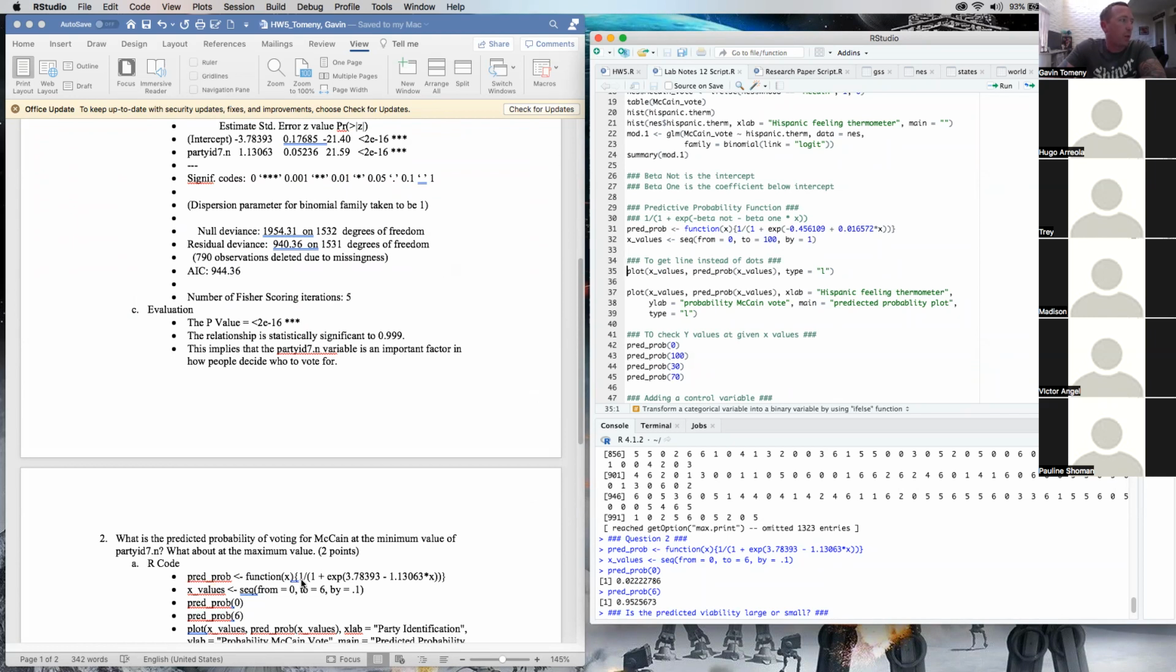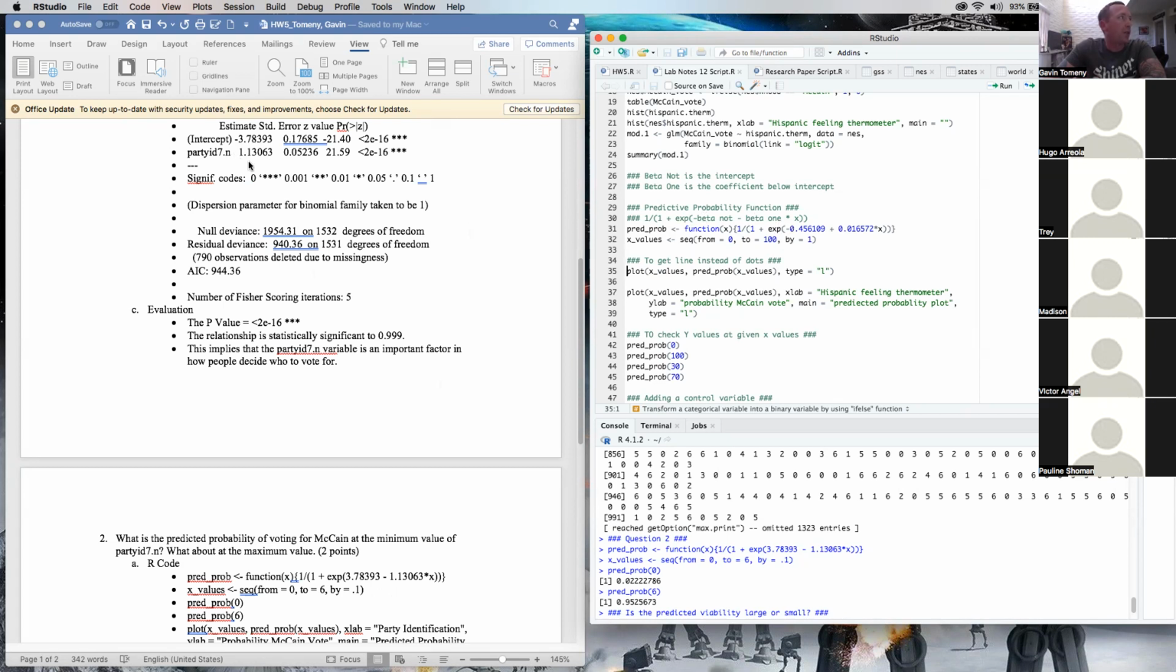And so we have 1 divided by 1 plus exp, open parentheses, and our negative beta naught. Our beta naught is a negative number, so when we take the negative of it, it turns into a positive number. So we have a positive 3.7893 minus our beta 1.